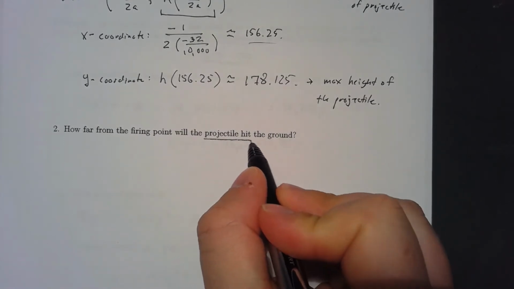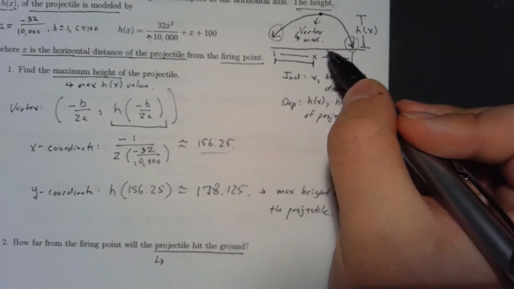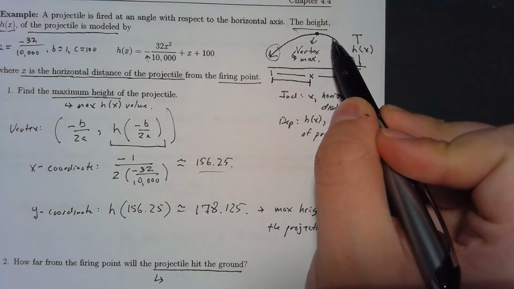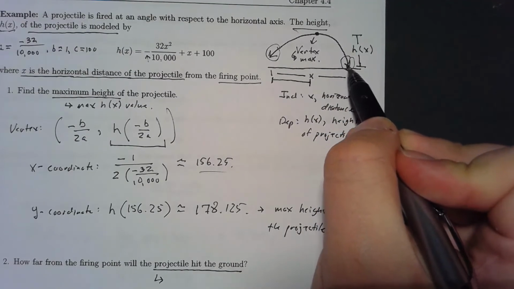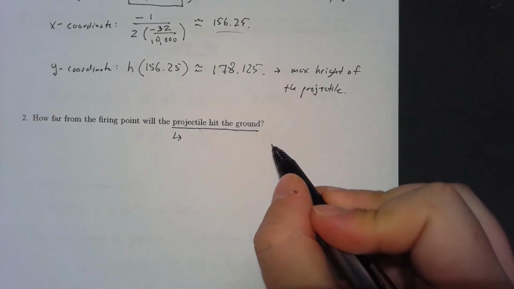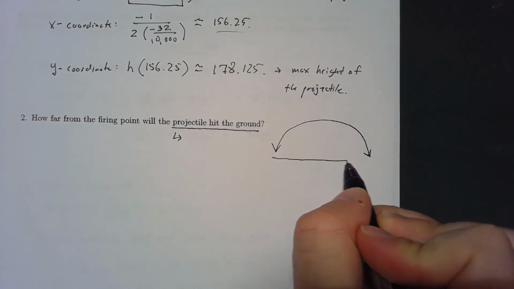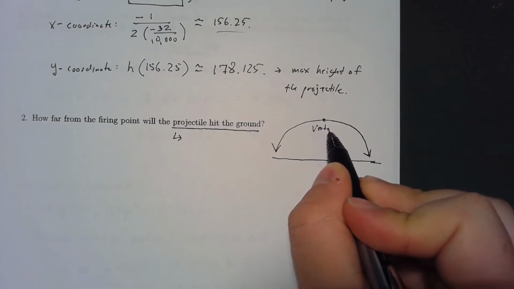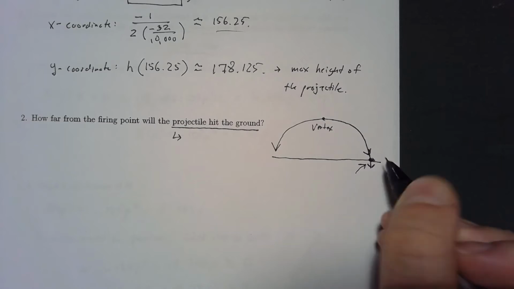So when the projectile hits the ground, if I go back to my quadratic picture, technically it's going to come up here and then it's going to come down. The football, if no one catches it, is going to hit the ground, right? So if this is my projectile, someone throws it and it comes down again. Here's the ground. This might be my vertex, but the projectile is going to hit the ground at this point right here.